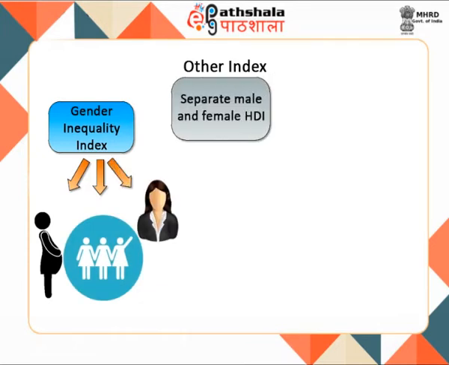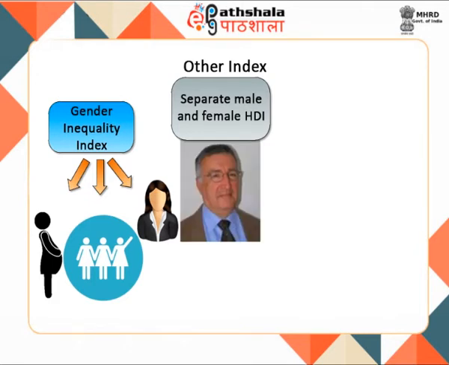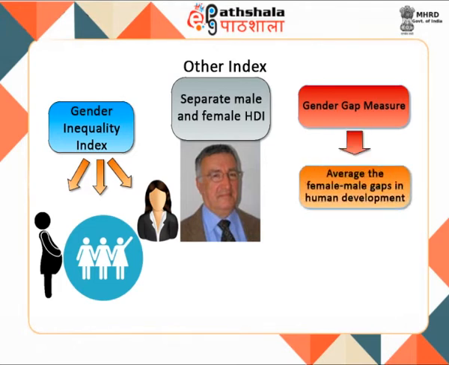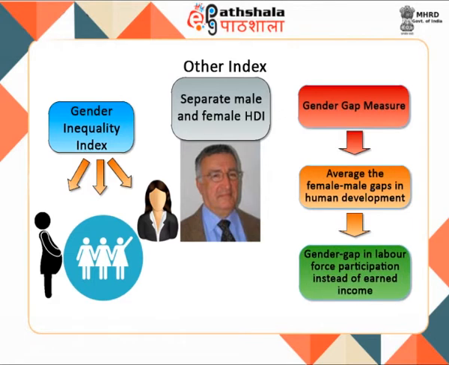Separate male and female HDI. Economist Halis Akdar proposed in 1994 the calculation of separate male and female HDI. Gender gap measure. This is a measure of gender inequality which, instead of having to be compared to the Human Development Index, as the GDI is, would average the female-male gaps in human development and use a gender gap in labor force participation instead of earned income.